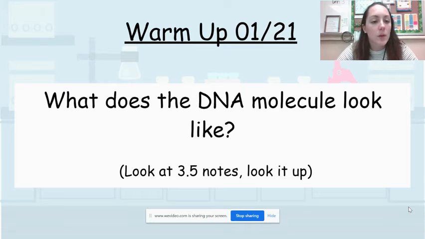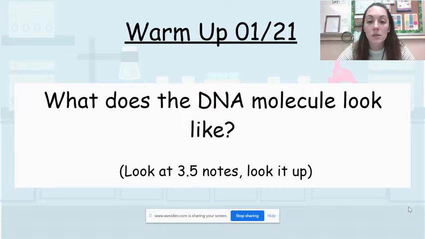So today's warm-up question is, what does the DNA molecule look like? Just tell me what that DNA strand looks like. I will give you one of the answers. A DNA strand, or this DNA molecule, is called a double helix.